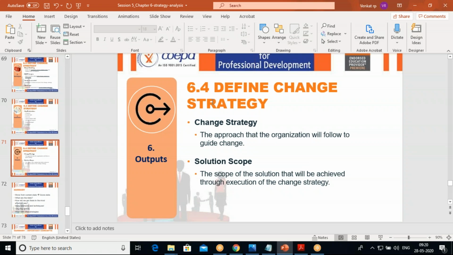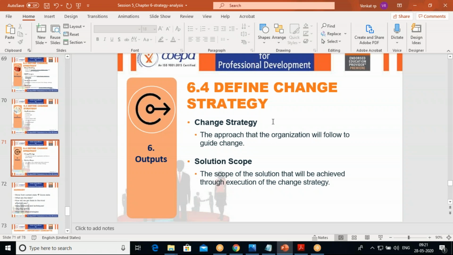So if you see here, this particular strategy analysis has 4 tasks. The first one is analyze current state, the second one is define future state, the third one is assess risks, and the fourth one is define change strategy. And these tasks involve more techniques and stakeholders.